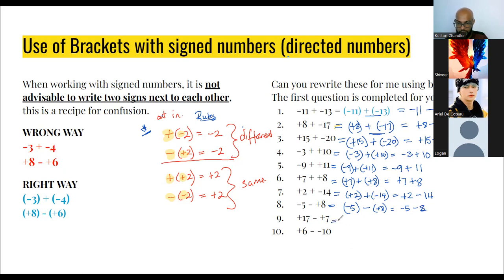Then we have +17 minus +7. That's going to be +17 and a negative and a positive, that's -7. The last one, +6 minus, but it's in our bracket. These 2 signs here are the same. So I'm going to get a plus. Yeah, everybody had that?